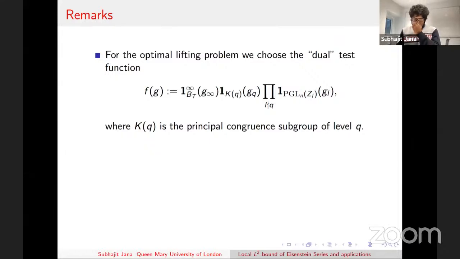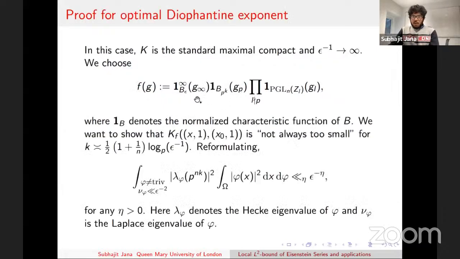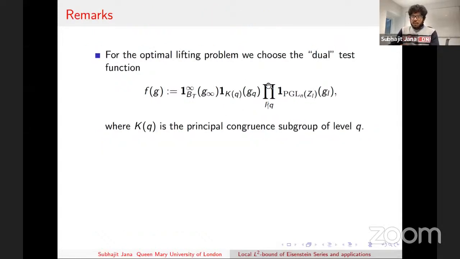So let me say a few remarks for the other question, the optimal lifting problem. Here the test function is basically dualized. Previously we chose a small ball at the Archimedean place and a large ball at the p-adic place. Here we choose the dual test function. That's what I call the dual problem. Here the test function on the Archimedean place has large support, and the test function on the q-adic place has small support. So K_Q is the principal congruence subgroup of level Q, and every other place is the characteristic function of the maximal compact.